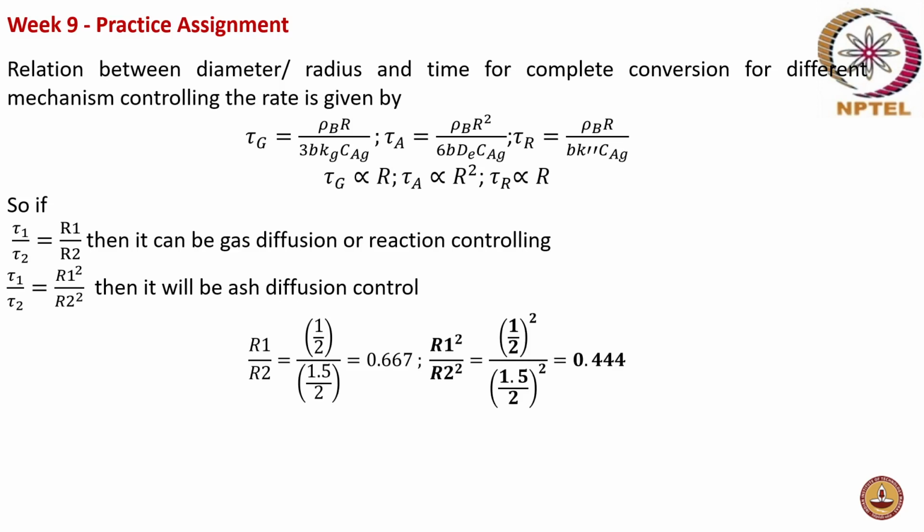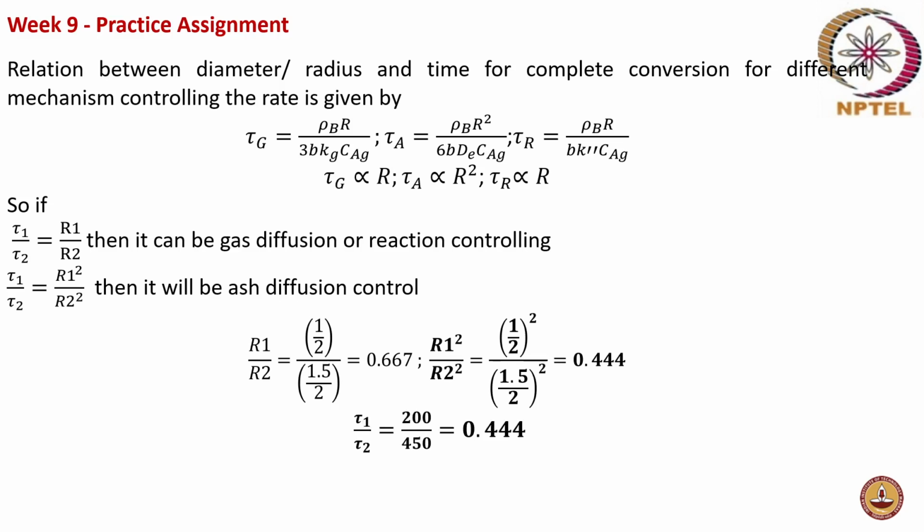So we have r1 by r2. d1 they have given as 1 millimeter, and d2 they have given as 1.5 millimeter. That means r1 is 0.5 millimeter and r2 is 0.75 millimeter. So dividing that you will get 0.667, whereas r1 square by r2 square is 0.5 square divided by 0.75 square. So we will get 0.444.